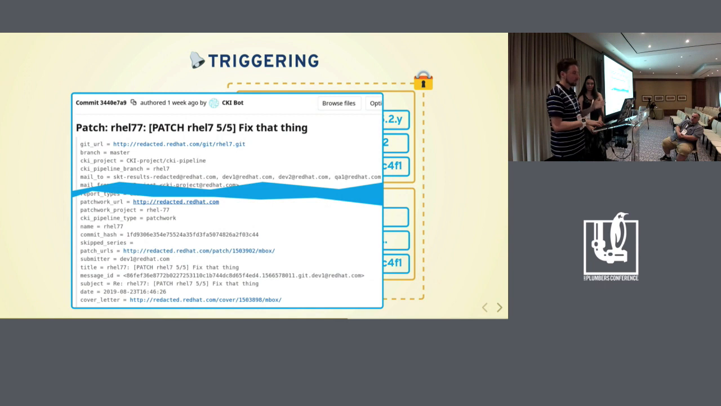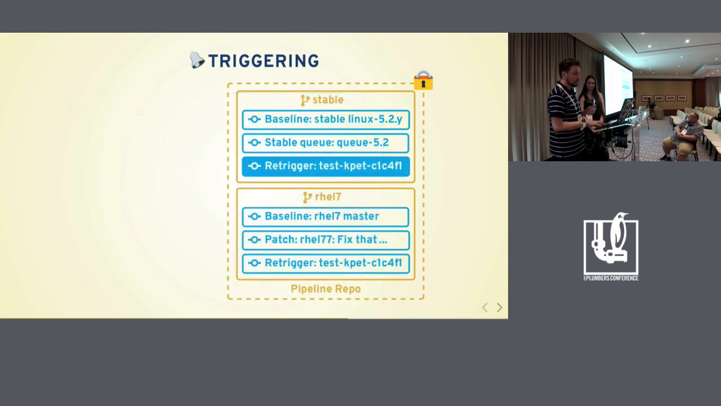And the patch commit obviously refers back to the specific patches in patchwork, and, for example, the specific subject that was used and where to send the emails, etc. So this all carries on to the pipeline.